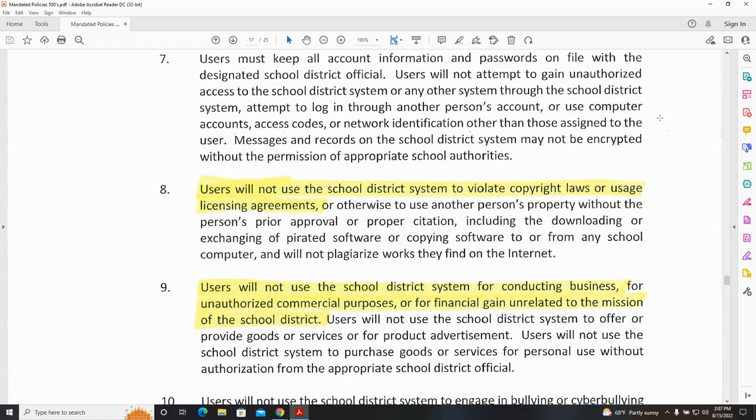Users will not use the school district system to violate copyright laws or usage licensing agreements. Staff and teachers, especially, this really relates to us. There was some leniency during the COVID times of allowing us to put copyrighted materials onto our Google Classrooms or web pages. Some of those are tightening back up. And the one thing to really watch for is if you use pictures from Google Images, be careful with that. You want to check to see if those are copyrighted or not.